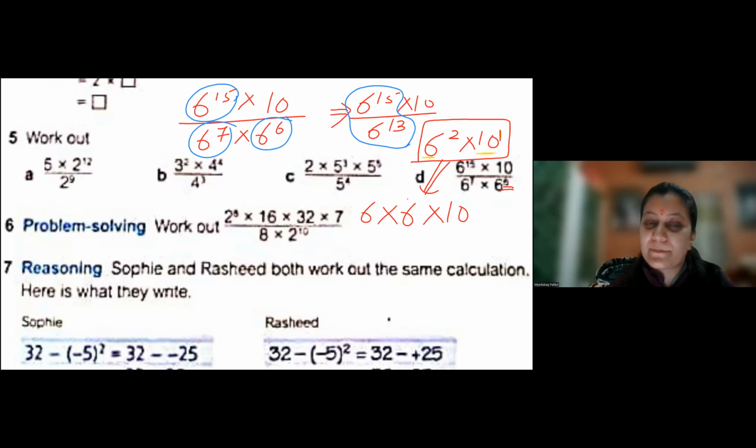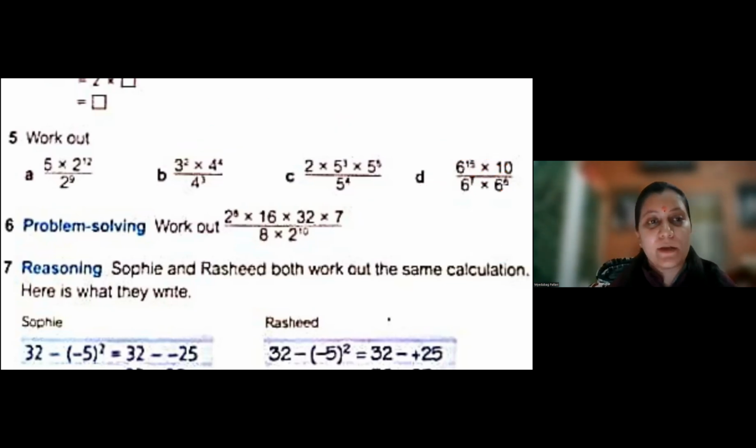So 6 into 6 is 36, multiplied by 10. Final answer, we'll get 360. Got it? Okay. So good. You have done it correctly. Almost correct till here.